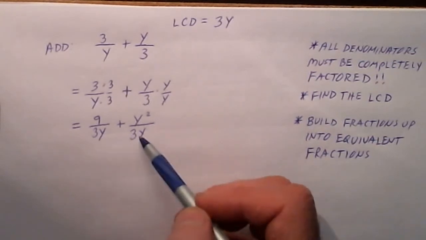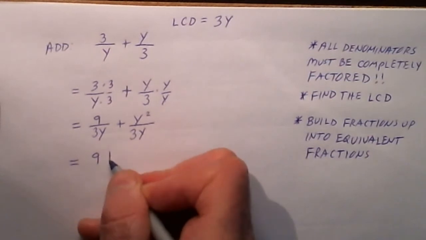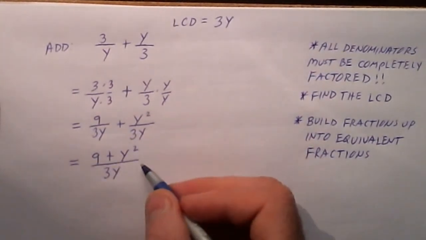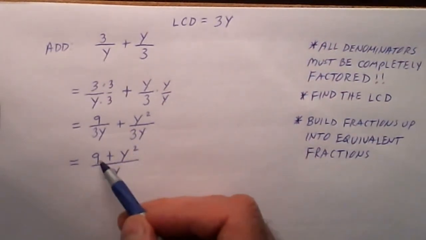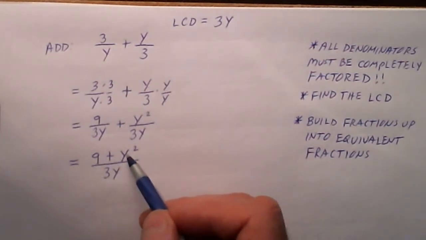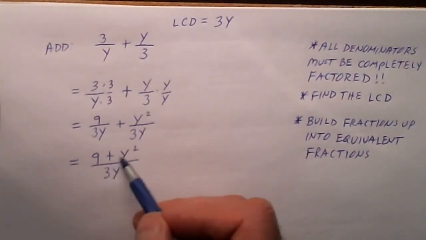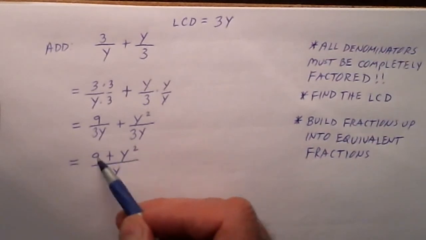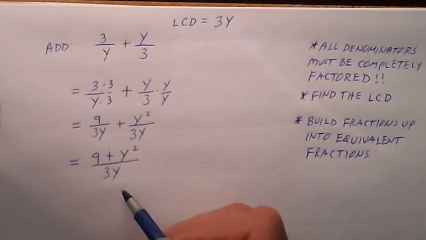Now that we have a least common denominator present, we just proceed to add our numerators together. So therefore we have 9 plus y squared, and that sits over 3y. We cannot factor the numerator because it is the sum of perfect squares, and we already indicated weeks ago that the sum of perfect squares cannot be factored, only the difference of squares. And so therefore we cannot factor 9 plus y squared, and since the numerator cannot be factored, there is no reducing we can do between the top and bottom here.